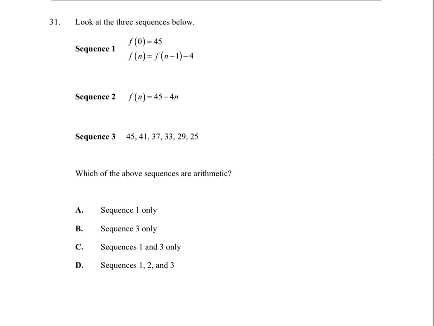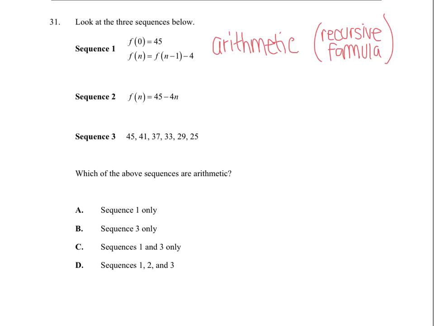Well, let's look at sequence 1. What we see is we have a starting amount, and then we have our previous term minus 4. This means that this is arithmetic. And what it actually is, it's the recursive formula for an arithmetic sequence. Sequence 2 has us with a starting amount minus 4 times n. This is also going to be arithmetic. And what it actually is, is the explicit formula.